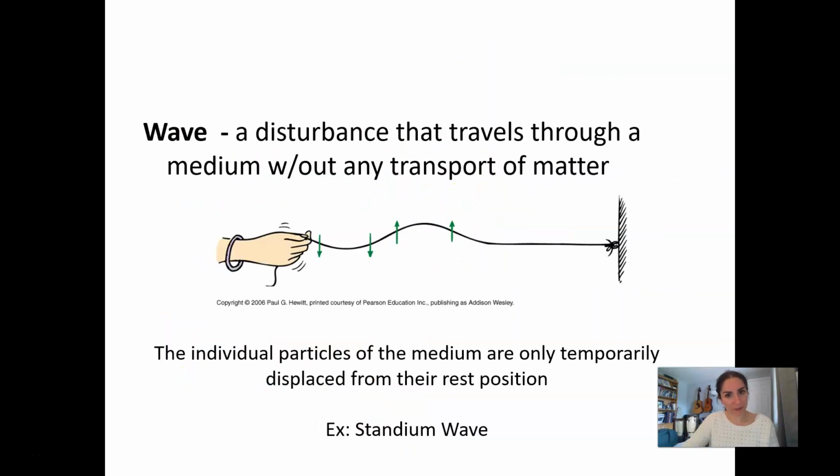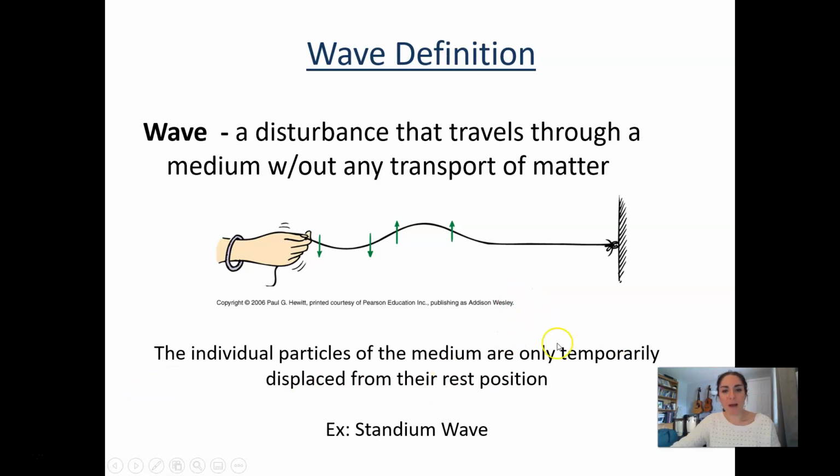But anyway, moving on. Let's start with the basic definition of a wave. A wave is a disturbance that travels through a medium without any transport of matter. That's a hefty definition, right? Basically what it means is that if I have some sort of particle, the particle moves momentarily and it doesn't go down the length of your string right here.